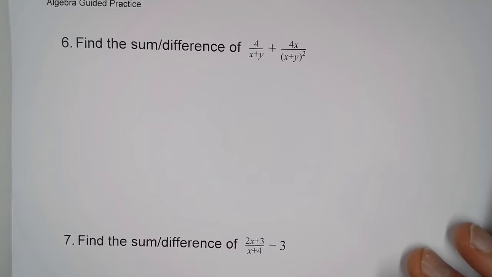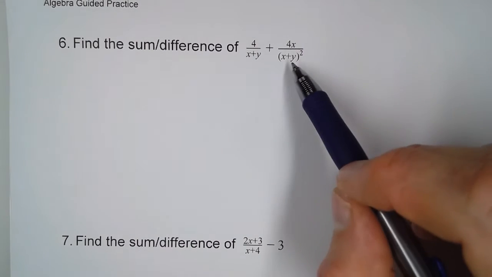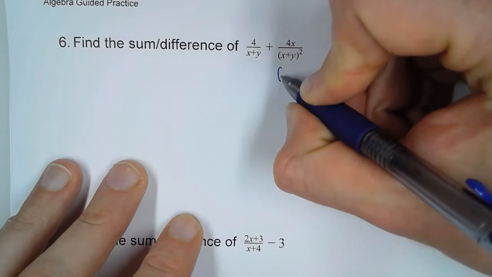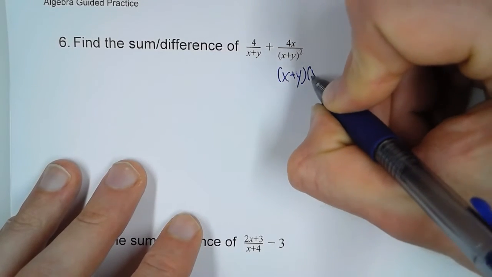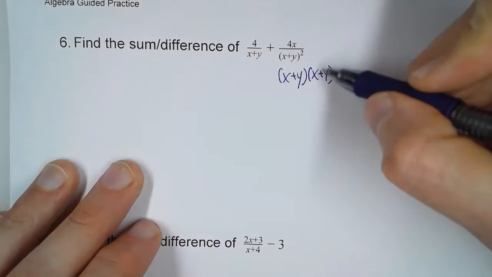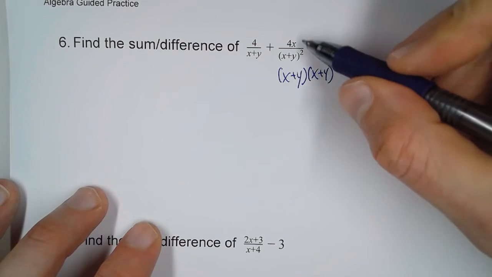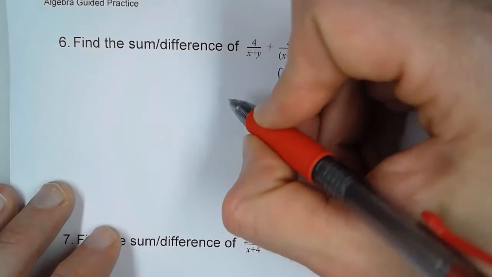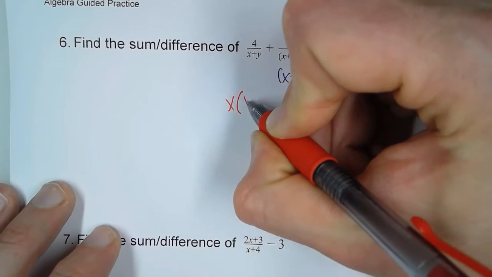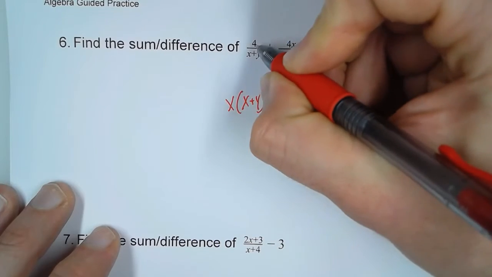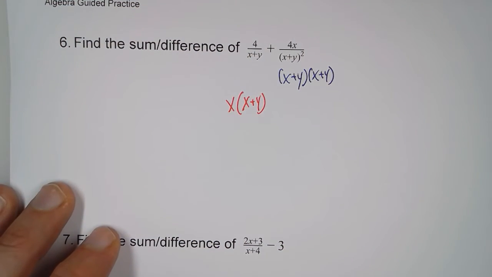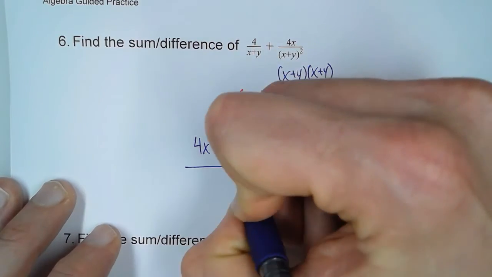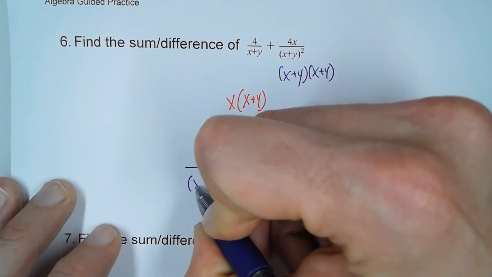For number 6, here we have x plus y and x plus y squared. Now another way to think of this is x plus y times x plus y. So this fraction has 2 factors of x plus y in the denominator. This first fraction only has 1. So we need to multiply by a factor of x plus y onto this fraction on the top and on the bottom. So we have 4x plus 4y all over x plus y.